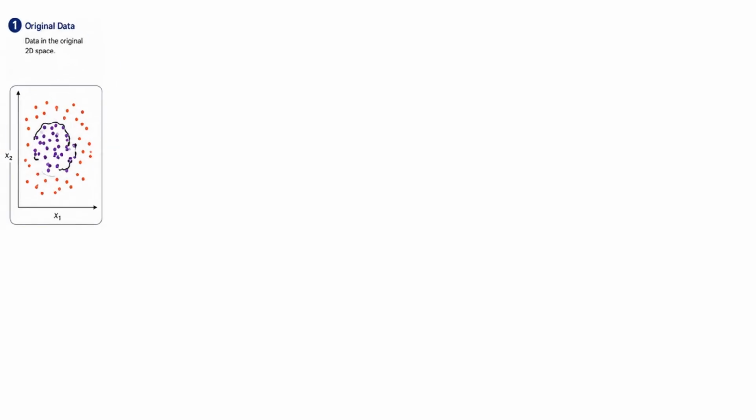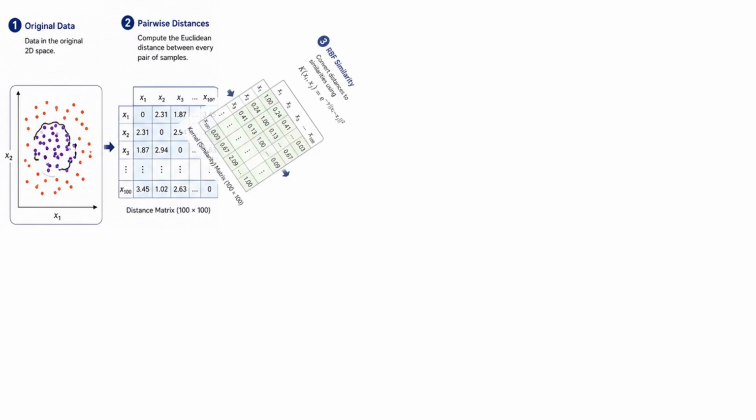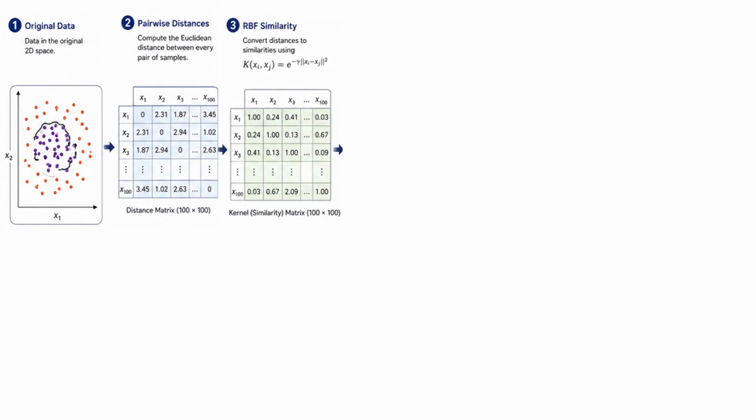Now let's look at how the RBF kernel actually works. We start with our original data in the input space. In this example, the data has 2 features, so we can visualize it in 2 dimensions. The first step is to calculate the Euclidean distance between every pair of training samples. So if we have 100 samples, we obtain a 100 by 100 distance matrix. Each value in this matrix tells us how far one sample is from another. But distance itself is not yet a similarity measure. That's why the RBF kernel transforms each distance using the Gaussian function.